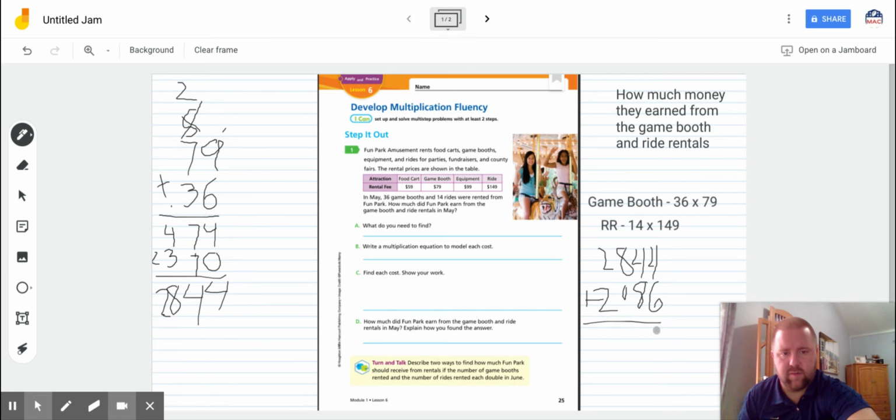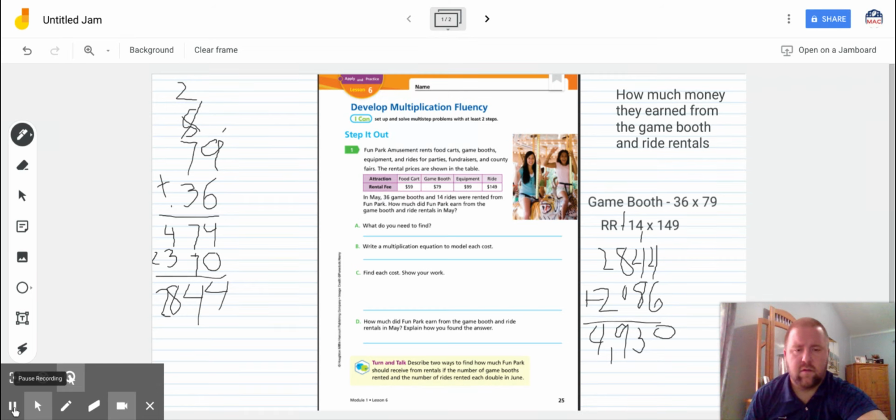So I would have 6 plus 4 is 10. Carry my 1. 8 plus 4 is 12, plus 1 is 13. Carry my 1. 8 plus 1 is 9. 2 plus 2 is 4. And that will give me my total cost, which is $4,930. So that's just one multi-step problem where you had to do the cost of one, the cost of another, and add it up. So really, that's like a 3-step problem that we were just able to solve there.